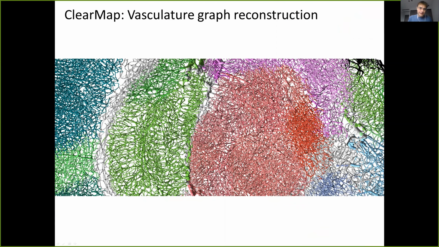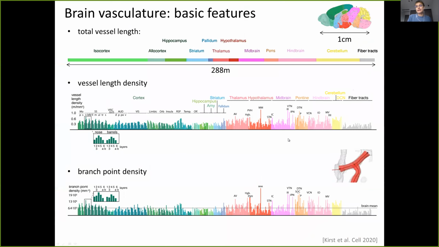You see cortical areas. They seem to have lower density than the subcortical areas in red, and higher density. Of course, we can verify that by measuring various, in this case, basic features of the brain vasculature. So this brain of a mouse, which is roughly a centimeter cubed, if you stick together all the vessels, you end up with almost 300 meters of vasculature packed into this small brain. So that's an interesting finding, the first measure of the total length of the vasculature.